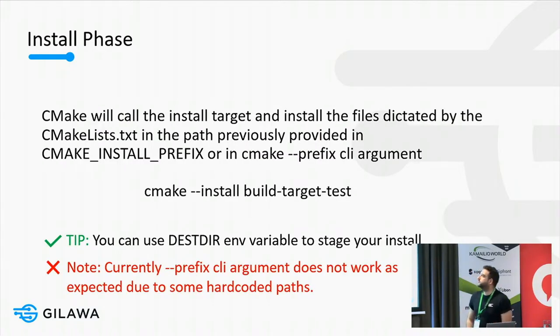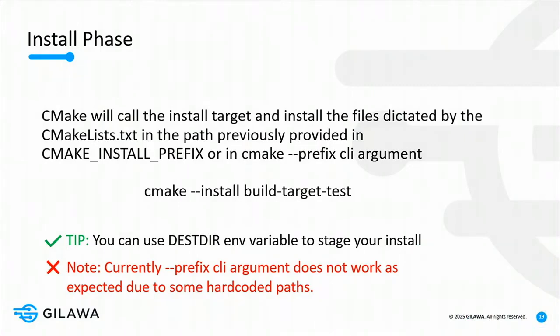And of course, the install phase will just call the install target and copy and install the files as dictated by the cmake in the path we provided, either in CMAKE_INSTALL_PREFIX or in the cmake --prefix CLI. This is a more advanced feature. We currently do not support it due to some hard-coded paths in our cmake list. Of course, for package maintainers and any other use case, cmake respects the DESTDIR variable to stage your install and make it easier for packaging.